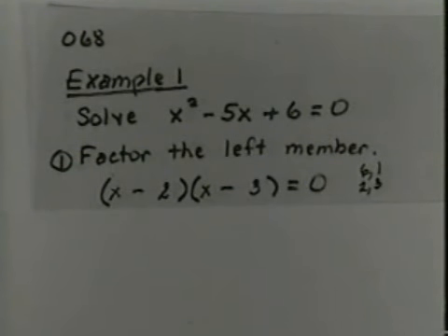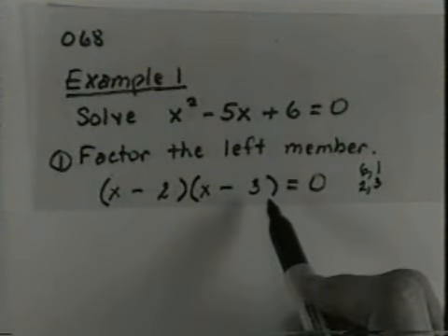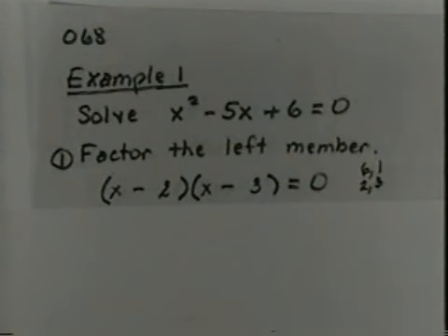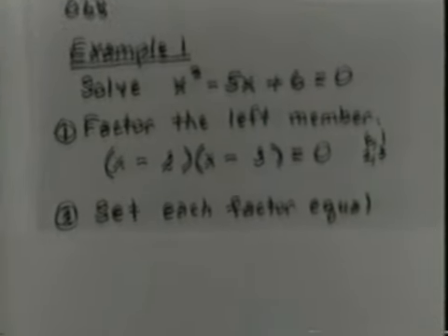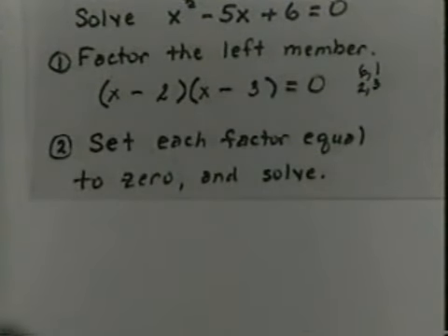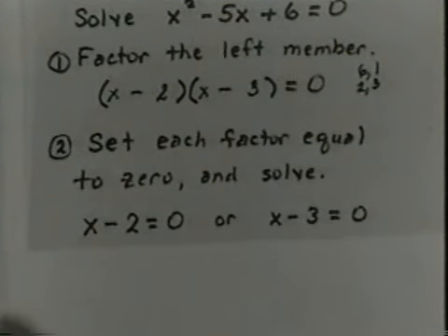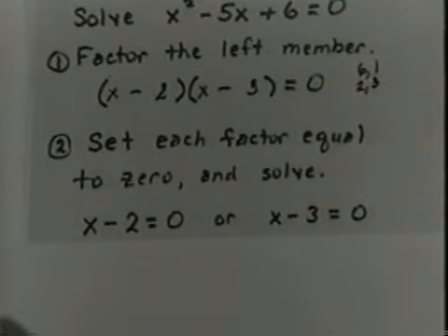Now, here are two factors whose product is 0. The first factor, x minus 2, the second factor, x minus 3. Their product is 0. Therefore, one or the other of them must be 0. And so, we set each factor equal to 0 and solve the little equations that result. Either x minus 2 is equal to 0 or x minus 3 equals 0. First factor is 0 or the second factor is 0. Now we'll solve these two equations.